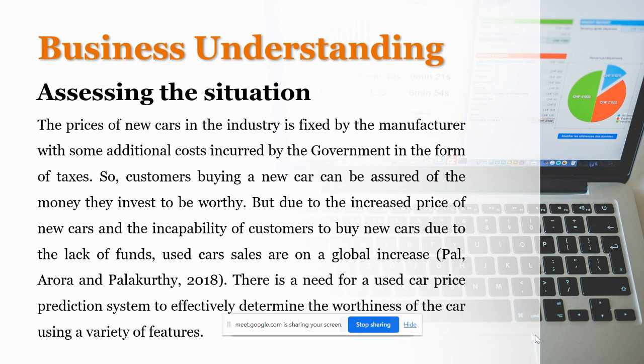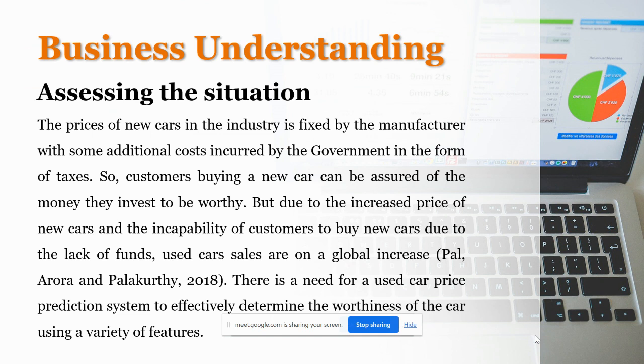Customers buying a new car can be assured of the money they invest being worth it. But due to the increased price of new cars and the inability of customers to buy new cars due to lack of funds, that is actually the major constraint of buying new cars. Lack of funds. Used car sales are on a global increase as a result of that.